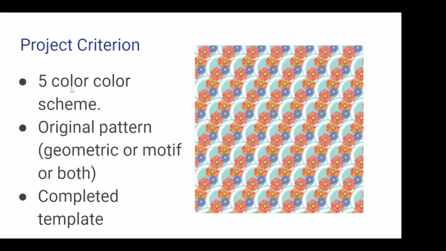What I'm looking for is that your pattern must have a minimum of 5 colors. And I actually would say 5 colors flat. I know I say minimum. If you want to do maybe 6 or 7, but be careful, because if you use too many colors, it's going to mess with your repetition, right?